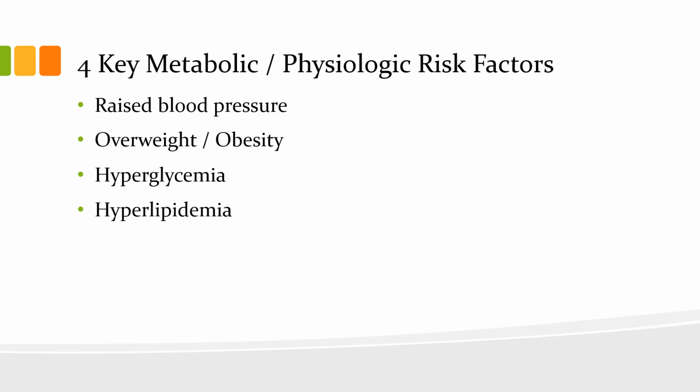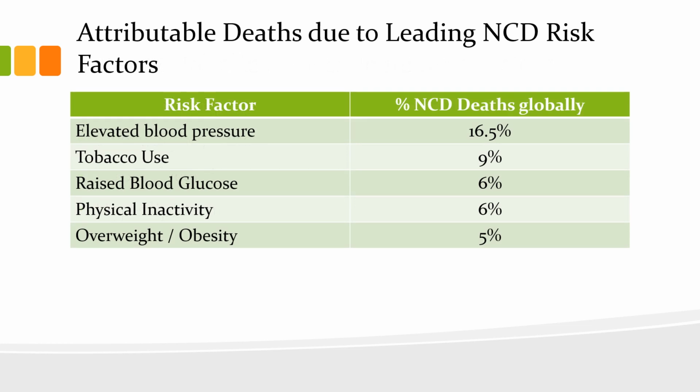The four key metabolic physiologic risk factors would be the following: raised blood pressure, overweight and obesity, hyperglycemia, and hyperlipidemia, which if seen in one individual could be summarized as the metabolic syndrome. And attributable deaths due to the leading NCD risk factors would be elevated blood pressure, tobacco use, raised blood glucose, physical inactivity, overweight, and obesity. Still, as you could see, by doing primary interventions, we could easily avoid disease.